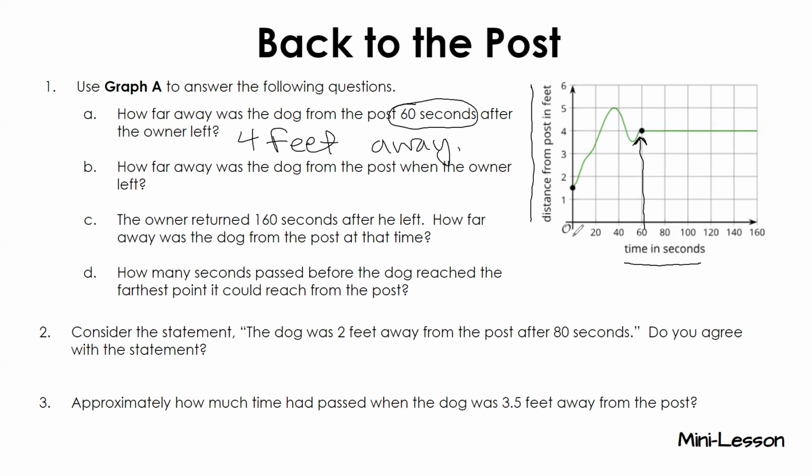Let's look at it this way. All right, so right here to right here. This is when the owner got back. So when did he leave? He left at 0. Okay, so this is when he left. Because remember, he tied him to the post and then he left, right? Okay, so the owner left at 0 seconds.